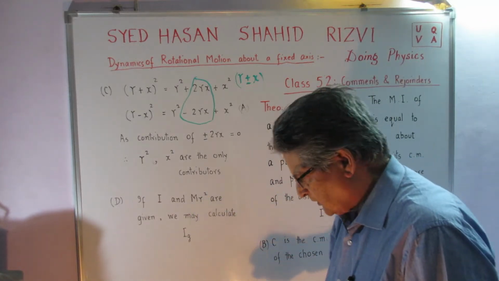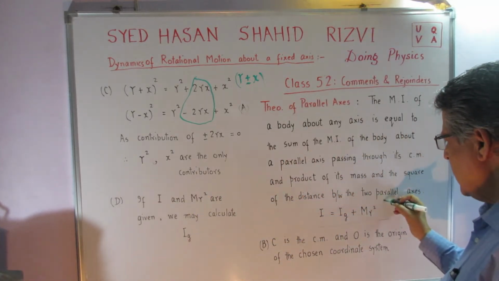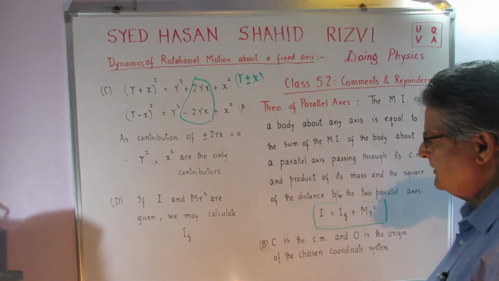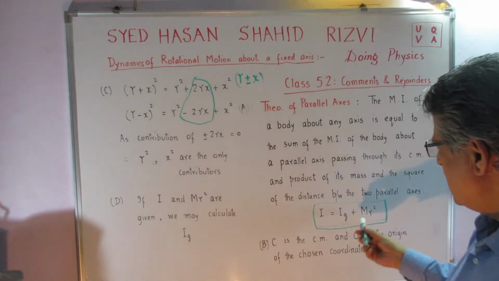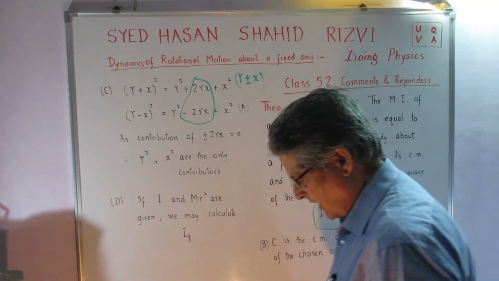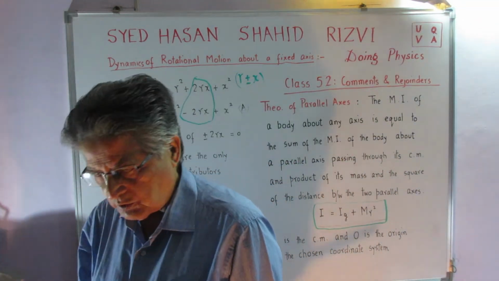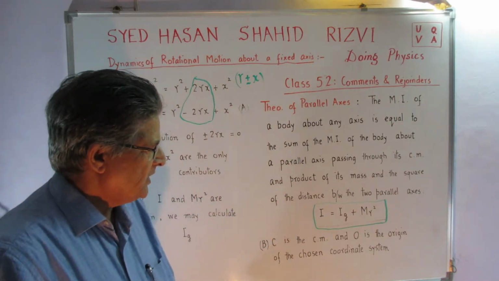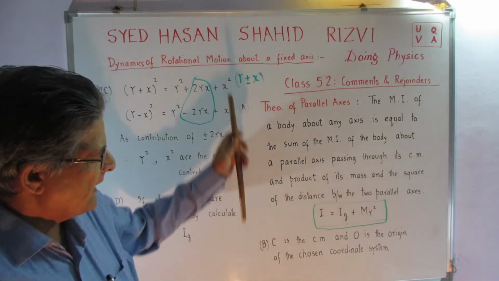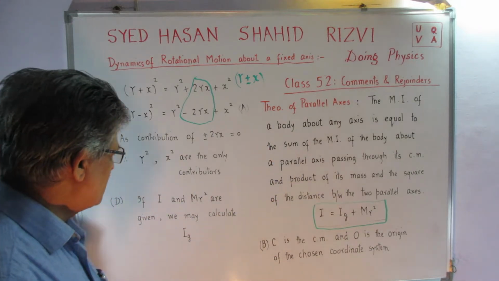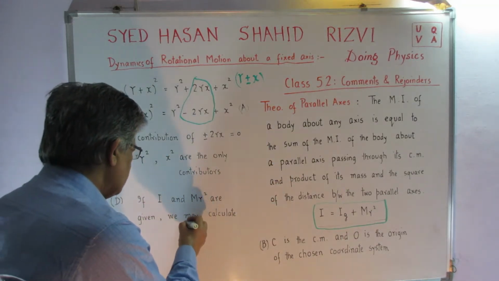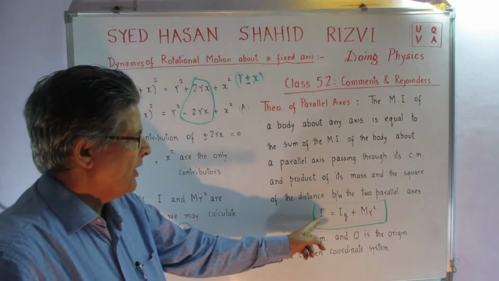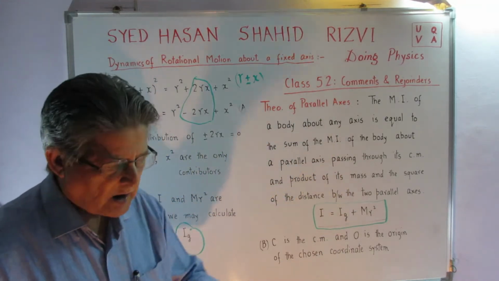One thing more I want to add: if I have this equation, and I, and mr square, mass and the r, they are given to us. I, which is the moment of inertia about any axis, is given, then of course we can calculate Ig; this Ig will be equal to I minus mr square.